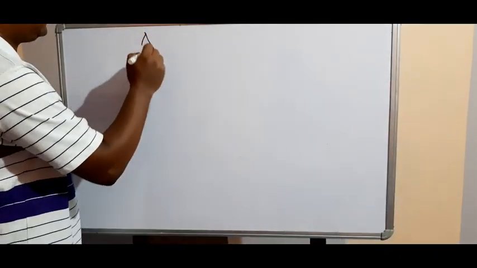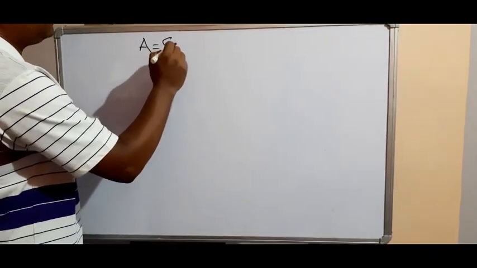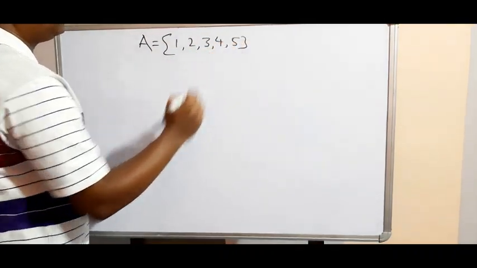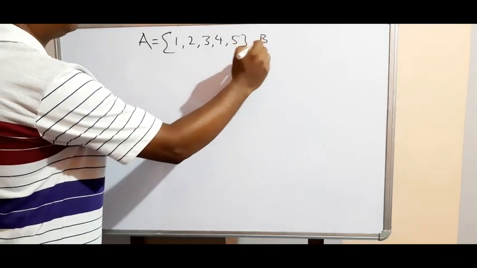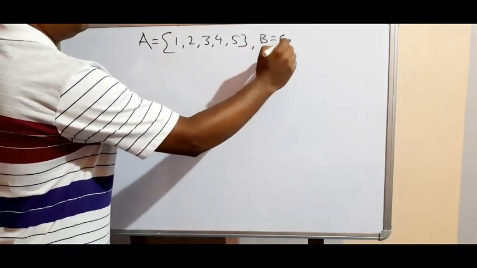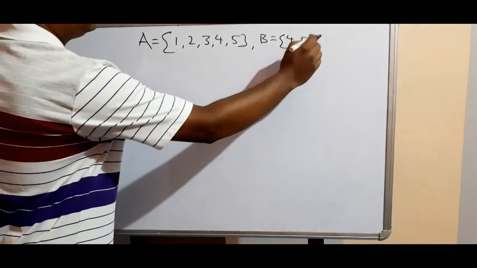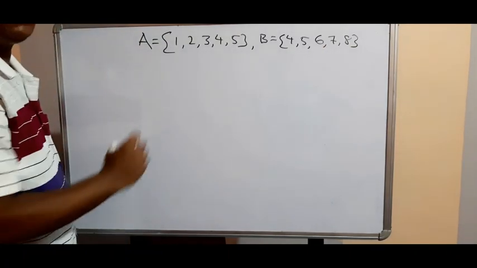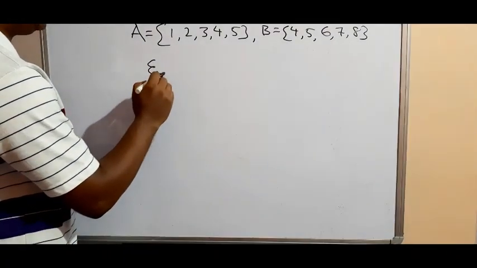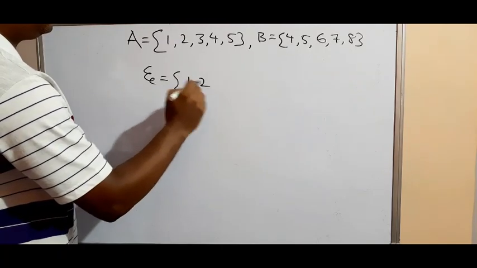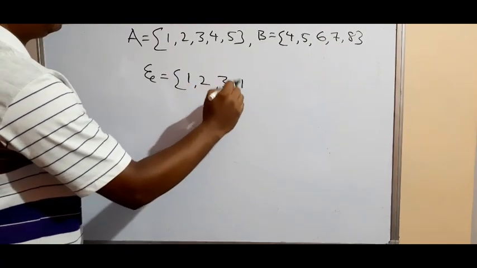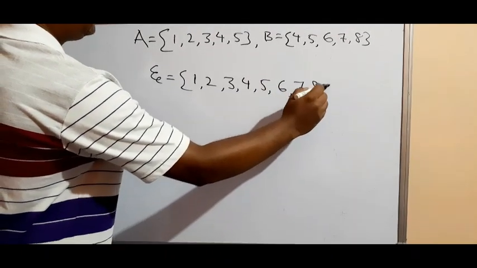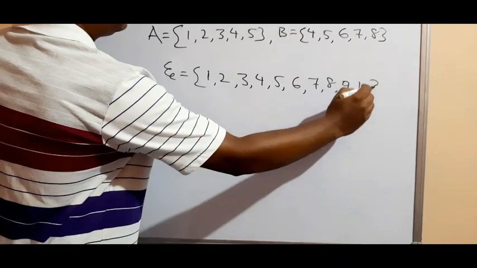Here set A is given: 1, 2, 3, 4, 5, and set B is given: 4, 5, 6, 7, 8. And the universal set is given: 1, 2, 3, 4, 5, 6, 7, 8, 9, 10.